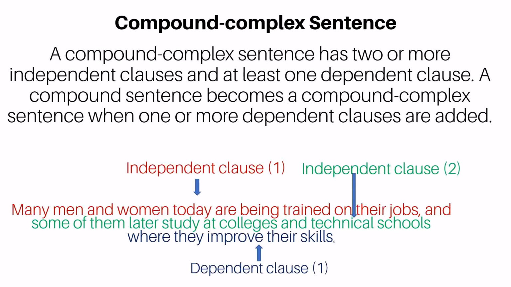Many men and women today are being trained on their jobs. See that this is an independent clause. And you can see in green letters, some of them later study at colleges and technical schools. You can see one dependent clause: where they improve their skills. So here we can see one coordinating conjunction and one subordinating conjunction, where. So to make a compound complex sentence, we need at least two independent clauses and one dependent clause joined by a coordinating conjunction and a subordinating conjunction.